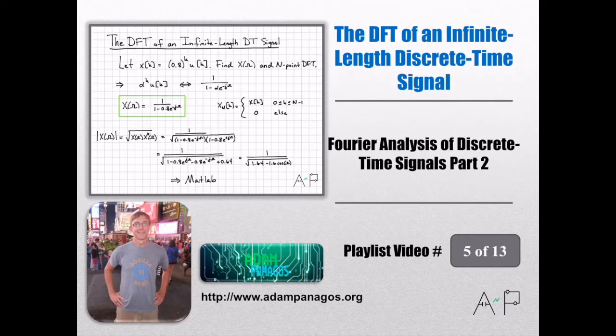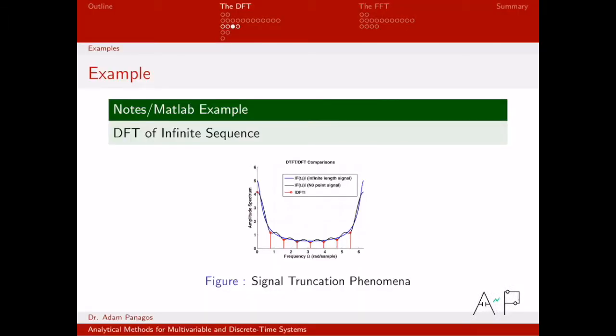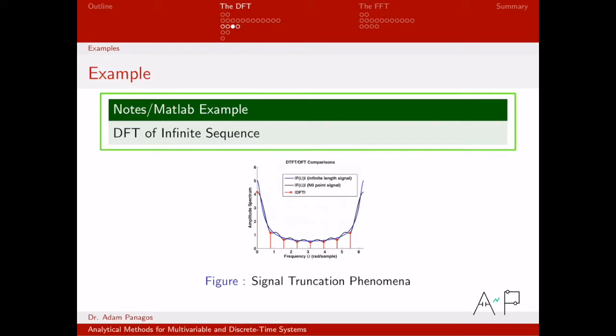All right, we're going to work through another DFT computation of a discrete-time signal. In this example, we're going to work with a discrete-time signal that is infinitely long in time. It starts at time zero, and it goes to the right forever. So I'm calling that an infinite sequence because it goes on in time forever.